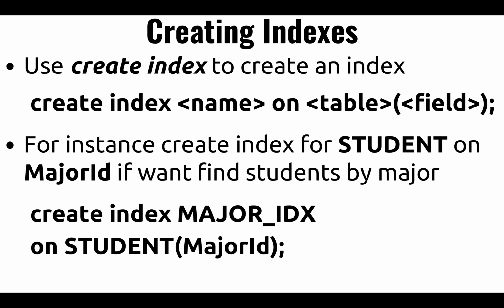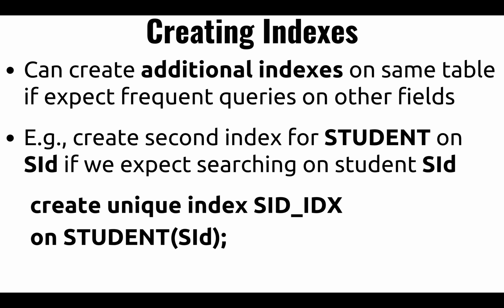Create index, the name of the index. It needs to be a unique name. And then on the table and the field that you want to create the index on. Okay? So for instance, create index major IDX on the table student and the field major ID. Or, right, you could be on another field, like for instance a student ID. And again, it depends on your select statements, what you find yourself searching by the most, the most common select statements that you might be using.